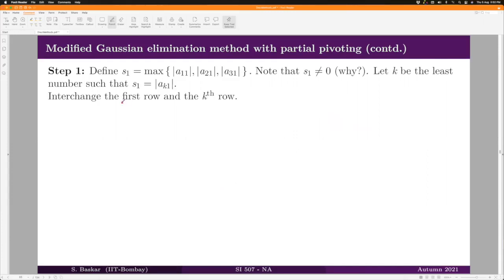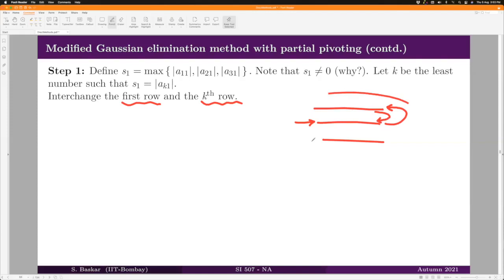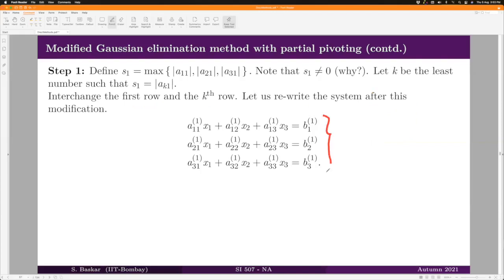Then interchange the first row with that row where the maximum is attained. Let us call it the kth row. So the first equation, second equation, third equation. Suppose the maximum is attained in the second equation, then push the second equation to the first position and bring the first equation to the second position, and keep that as your system for your first step. So call that system which you have arranged in such a way that this coefficient is the maximum among these three in absolute value.